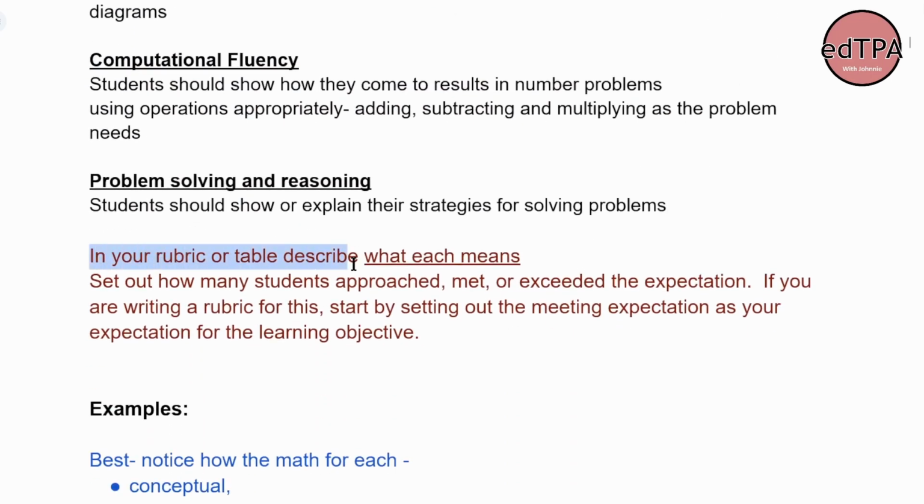In your rubric or table, or in your narrative, you want to describe what each means for your kids in the activity that you're doing. Set out how many students approached, met, or exceeded the expectation. If you are writing a rubric for this, start by setting out the meeting expectation as your expectation for the learning objective. So that's your baseline.